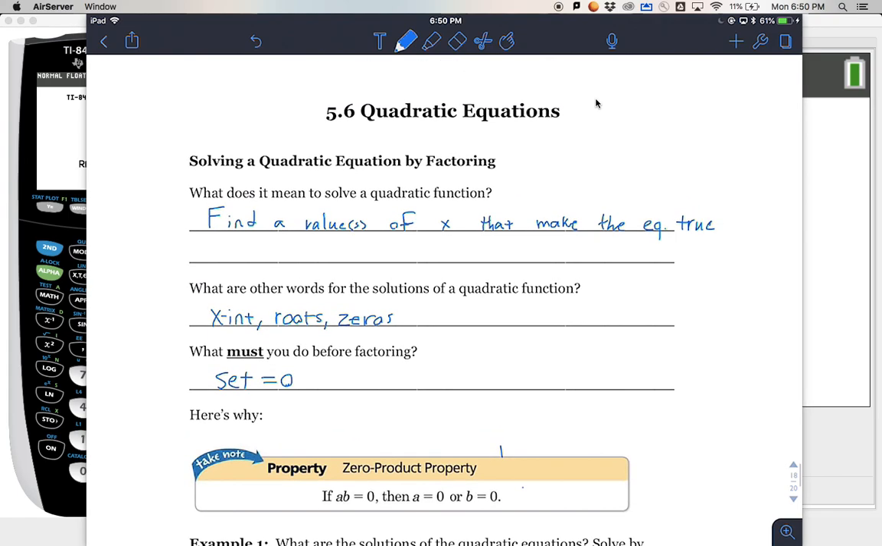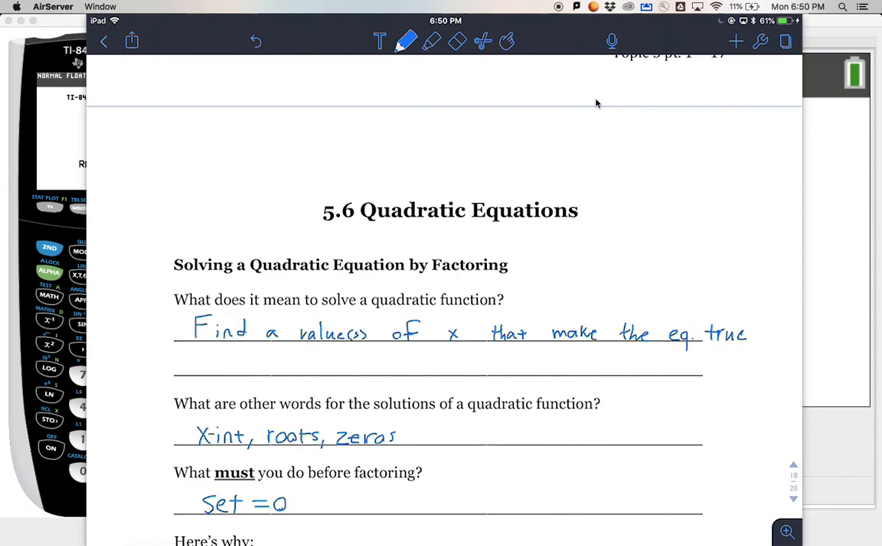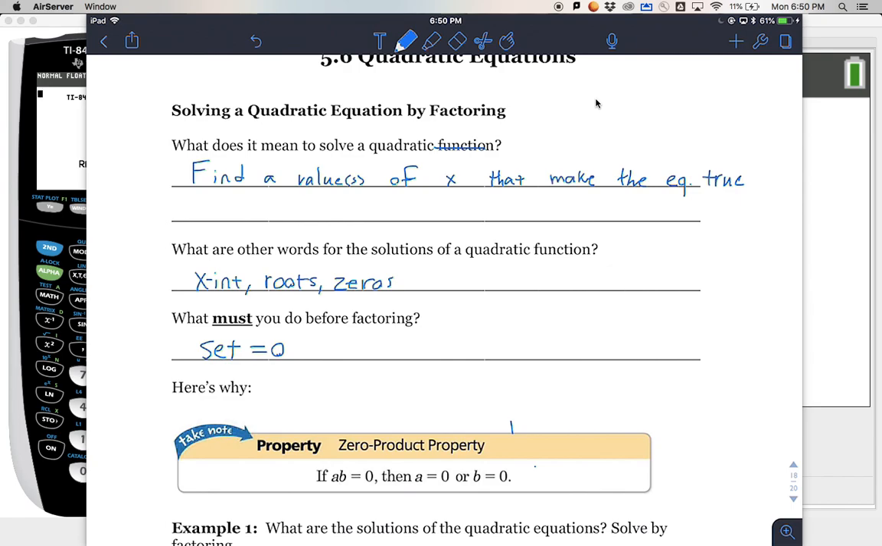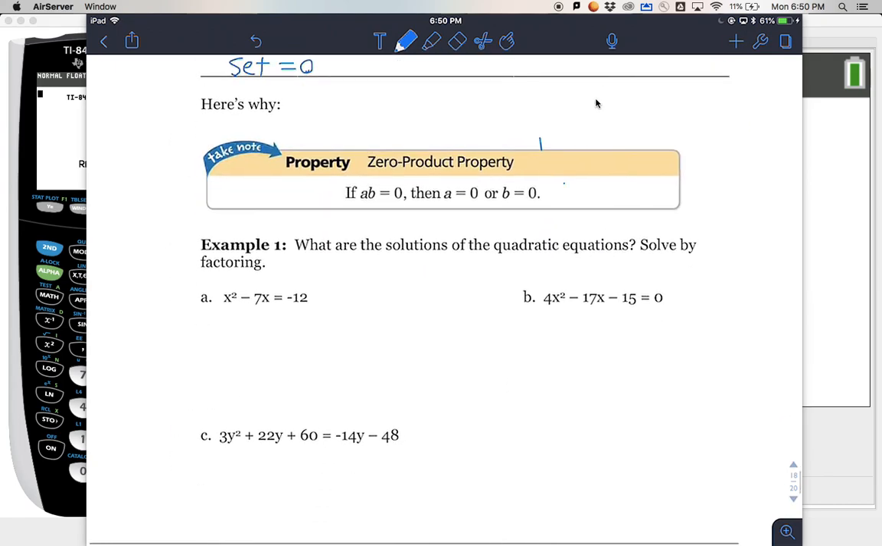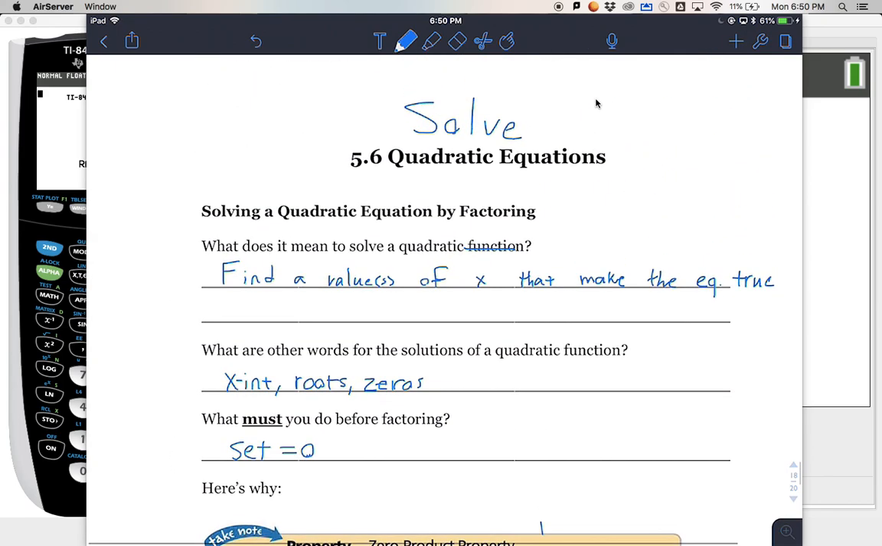Okay, here we go, guys. We have 5.6 quadratic equations, and we're actually going to be solving quadratic equations here. So what does it mean to solve a quadratic function or a quadratic equation, actually? We're going to find a value for x or values for x that make the equation true. So here in just a second, we're going to go and figure out what those values are.